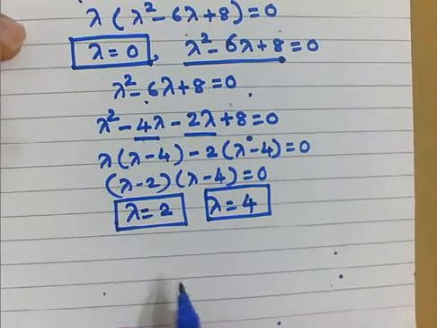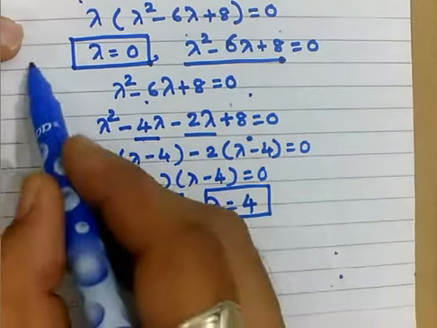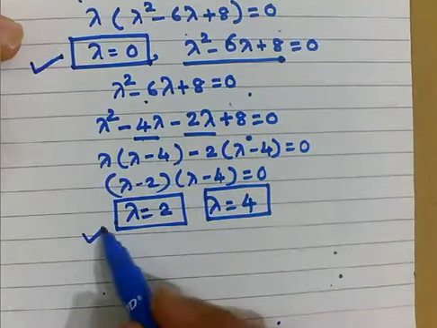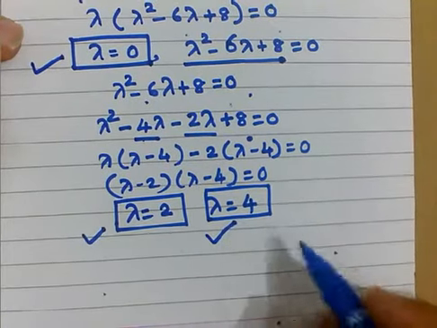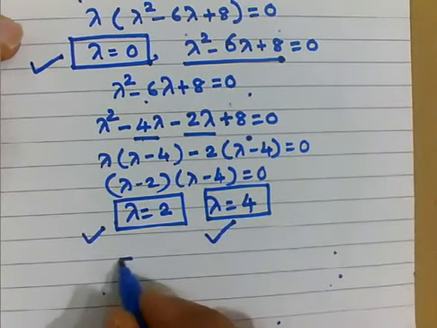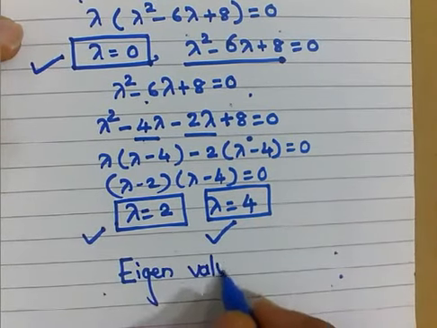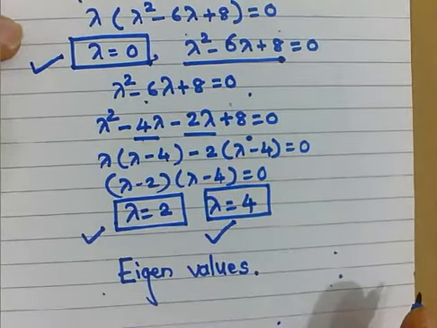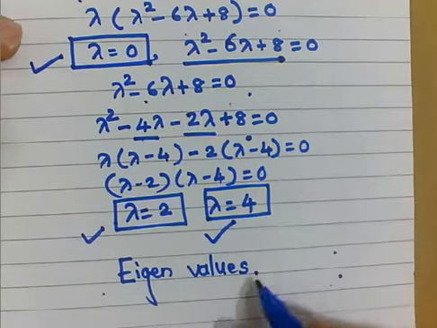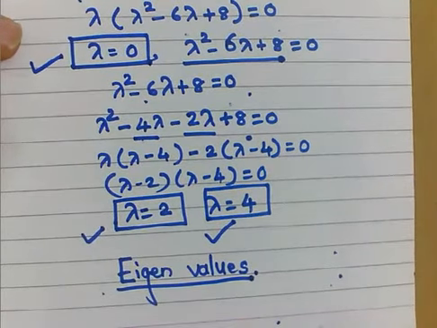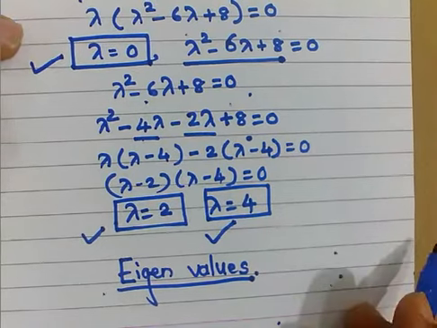This is how we got the three values for lambda. First one is lambda equal to 0, second is lambda equal to 2 and third is lambda equal to 4. So these three are nothing but the eigenvalues for the given matrix. So that is the simple method to get the eigenvalues. So thank you everyone. Thank you very much.